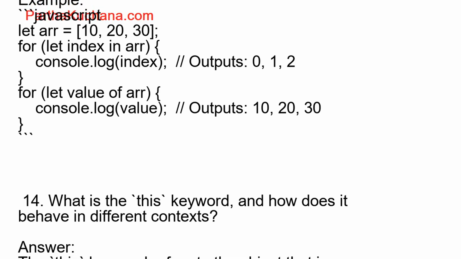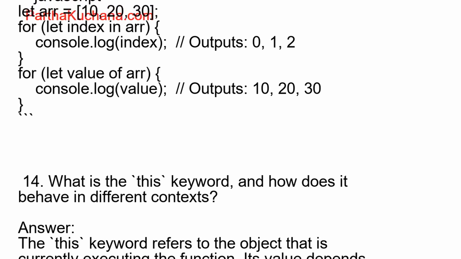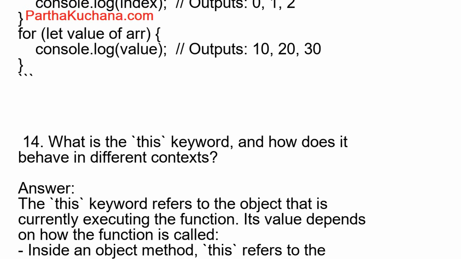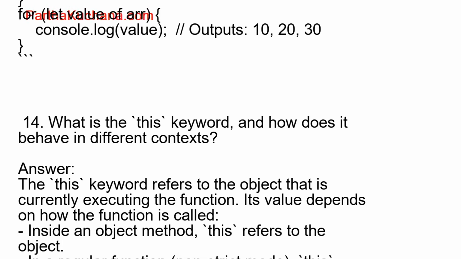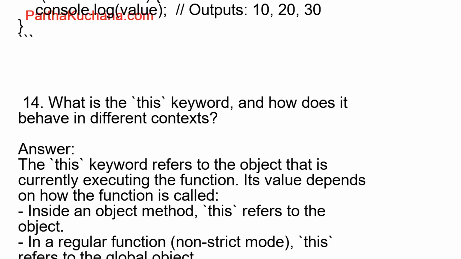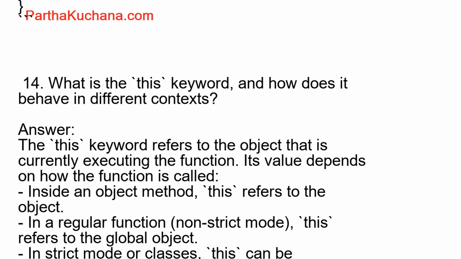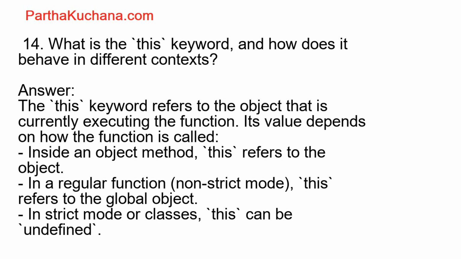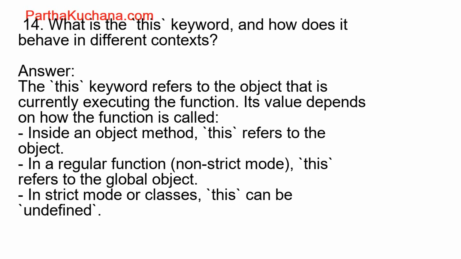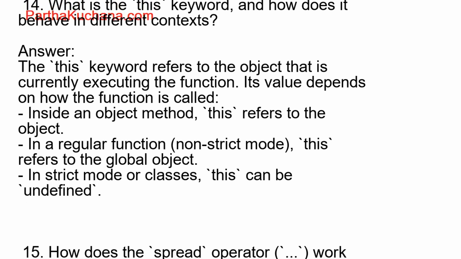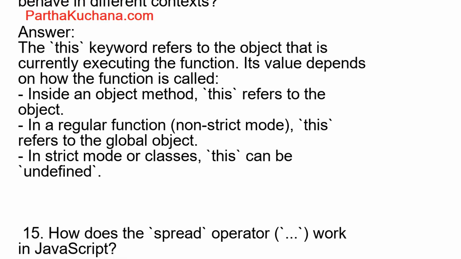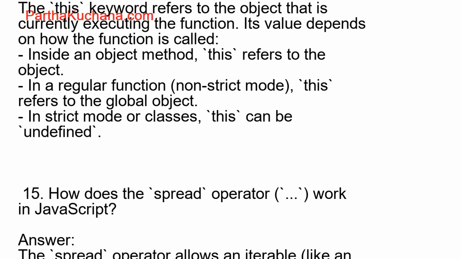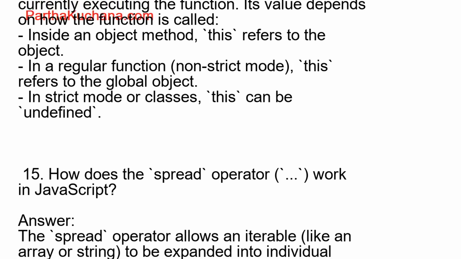15. How does the spread operator work in JavaScript? Answer: The spread operator allows an iterable, like an array or string, to be expanded into individual elements. It can also be used to combine arrays or clone objects. Example, JavaScript: let arr1 = [1, 2, 3]; let arr2 = [...arr1, 4, 5]; console.log(arr2); // outputs [1, 2, 3, 4, 5].